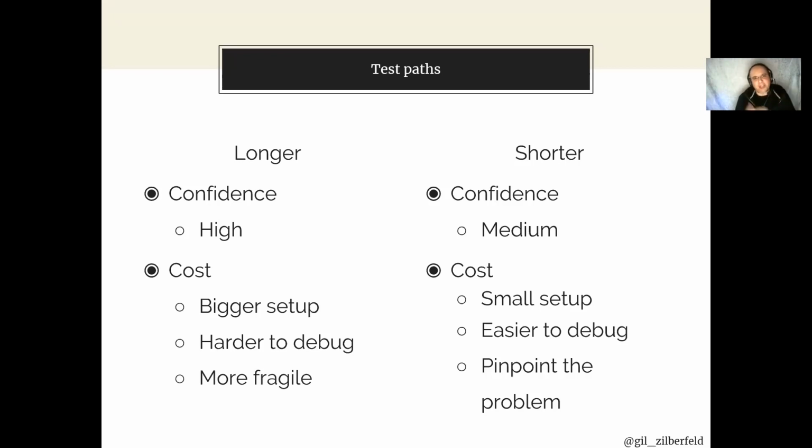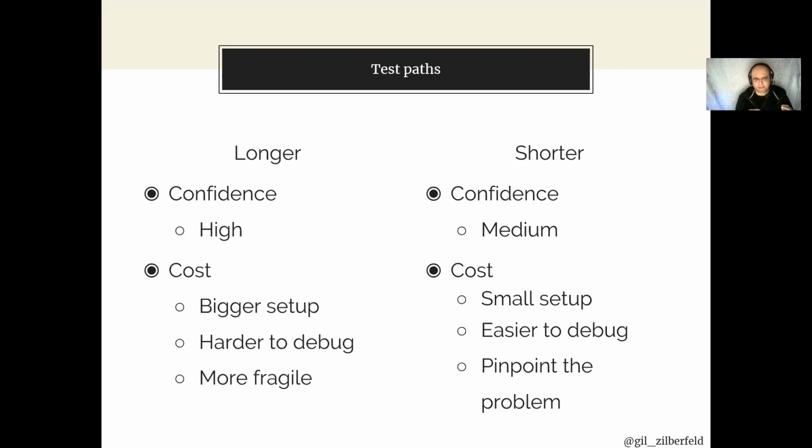But if we just wrote all of them, then we come to the cost. It costs too much. Longer paths to cover have bigger setup, they're harder to debug, they break on stuff other than our code. Well, unit tests are the opposite. Because they test a bit less of the code, they require the setup just for that code. They're easier to debug because it's just that code. And they pinpoint the problem, because if this fails, it's probably in there. So that's what the model of the pyramid stands on.